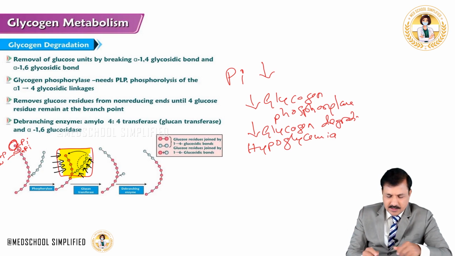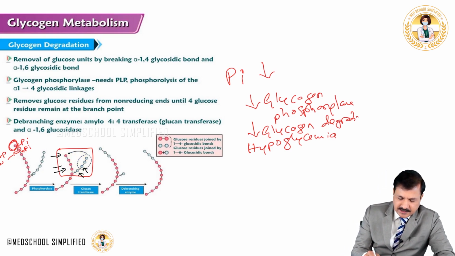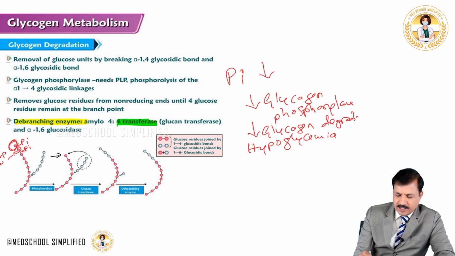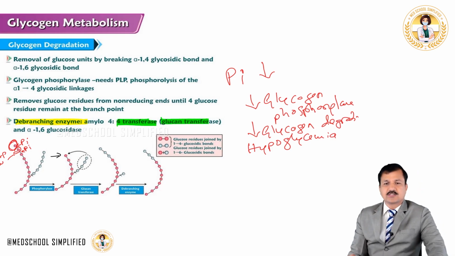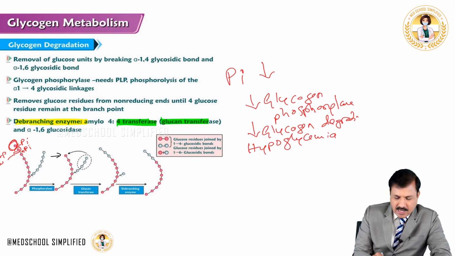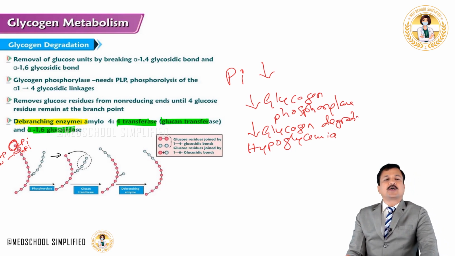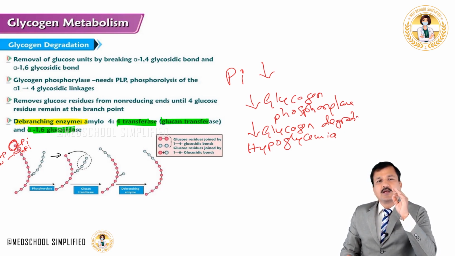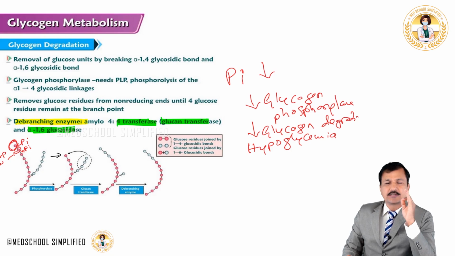Now what will happen? At this time the debranching enzyme comes in. The debranching enzyme has 2 enzymatic activities. One is the 4,4-transferase component of the debranching enzyme, which is called glucan transferase. The other is the alpha-1,6-glucosidase component of the debranching enzyme. So the debranching enzyme is a bifunctional enzyme. It has 4,4-transferase function and it has alpha-1,6-glucosidase function.